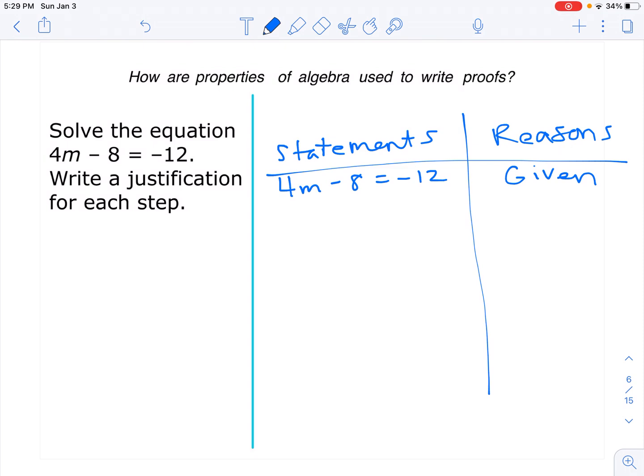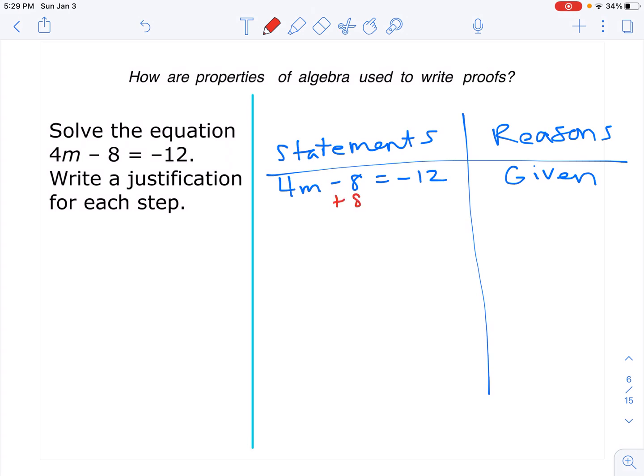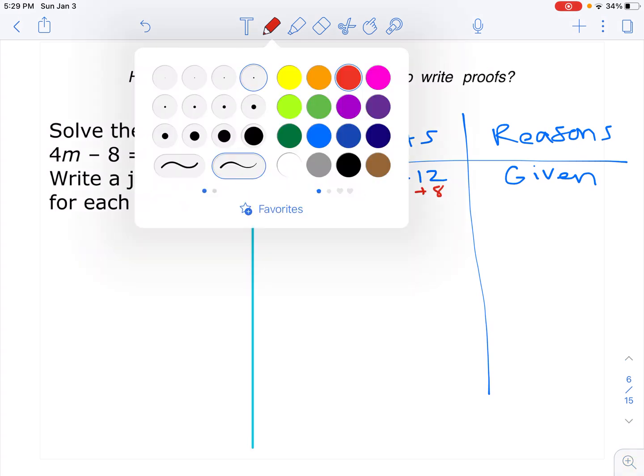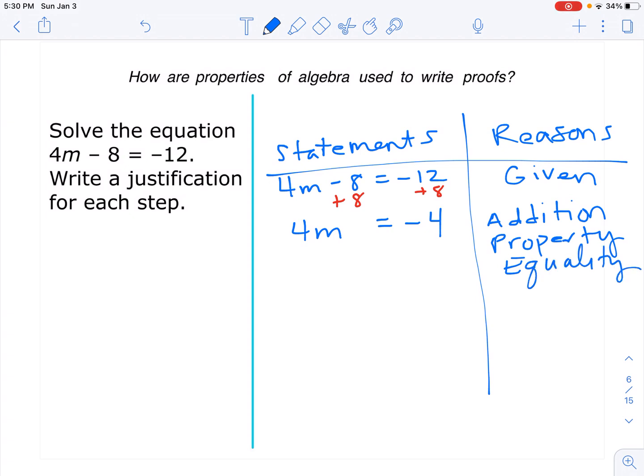So to solve this, the first thing that I'm going to do in algebra would be to add 8 to both sides. And what do we get if we add 8 to both sides? We get 4m equals negative 4. The reason why is the addition property of equality. So we're justifying why for everything. So this will be step 1.